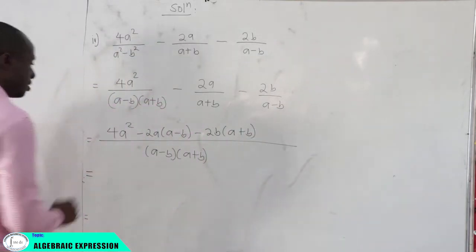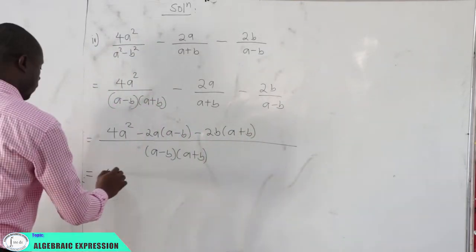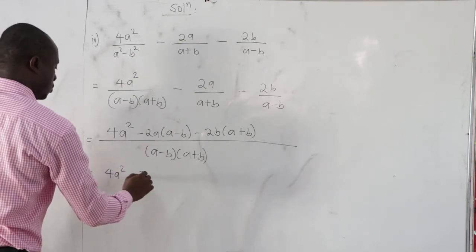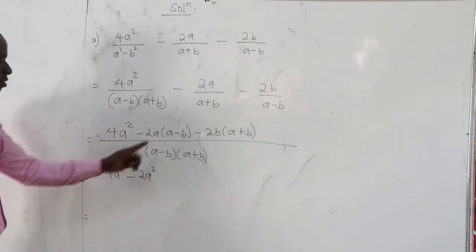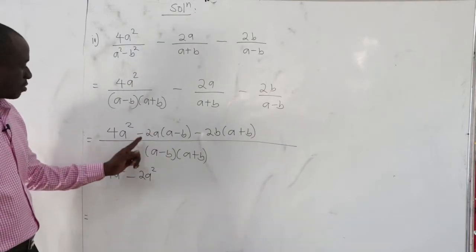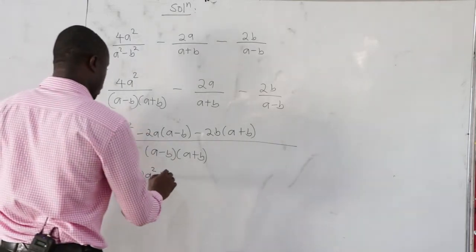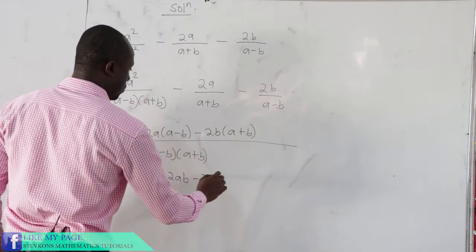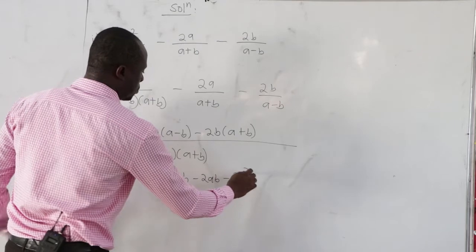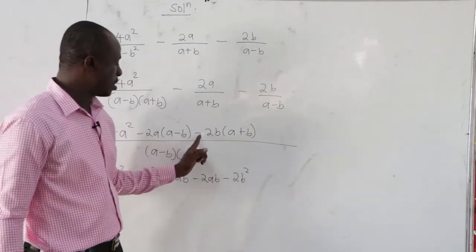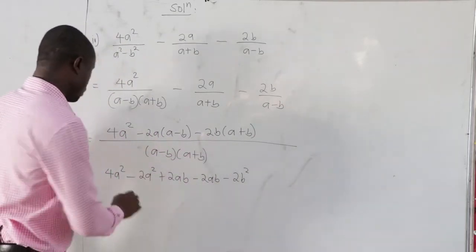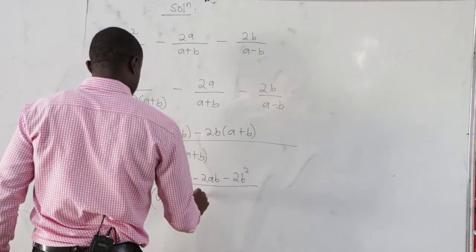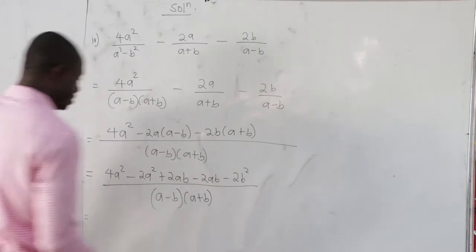Now simplifying, so we have 4a squared, and then this will give us minus 2a squared, because a times a is a squared. Negative and negative is positive, so you have plus 2ab, and then this will be minus 2ab minus 2b squared, because b times b is b squared, all over (a minus b)(a plus b).